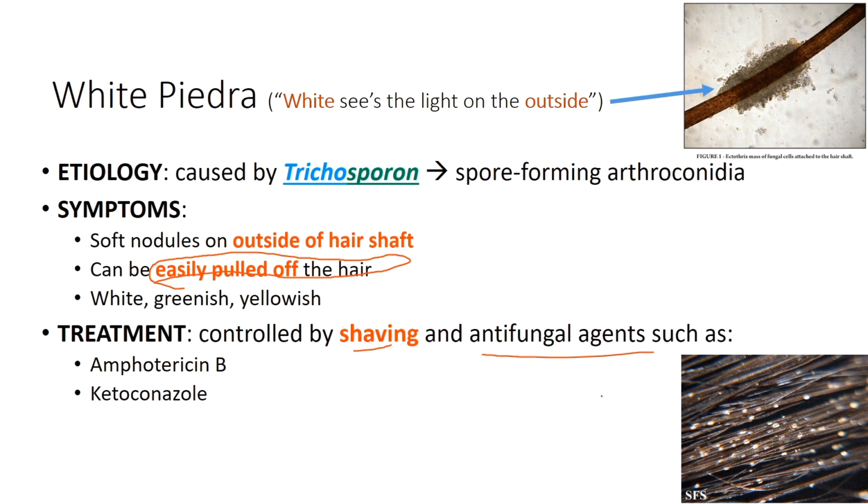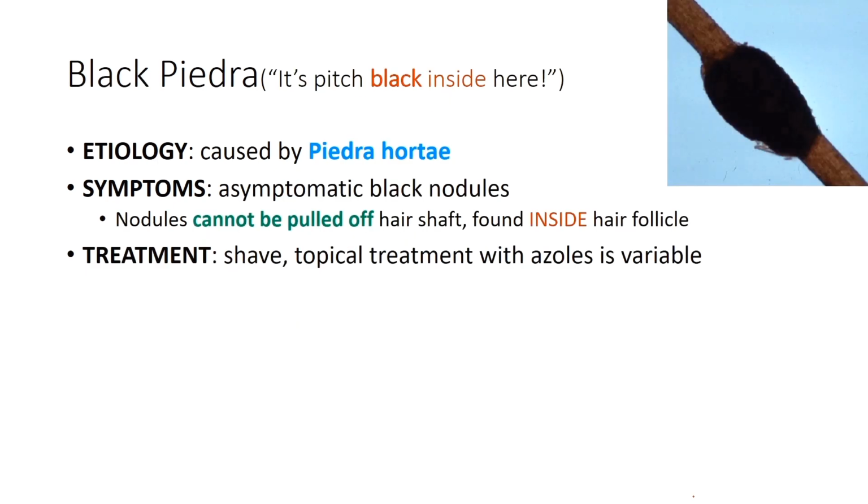So pretty much you tell them to shave, and give them some antifungal agents such as amphotericin B and ketoconazole, and that should be able to help rid this patient of this. Usually occurs in more tropical areas. It's a white or greenish yellow color, and you can see that down here in this picture.